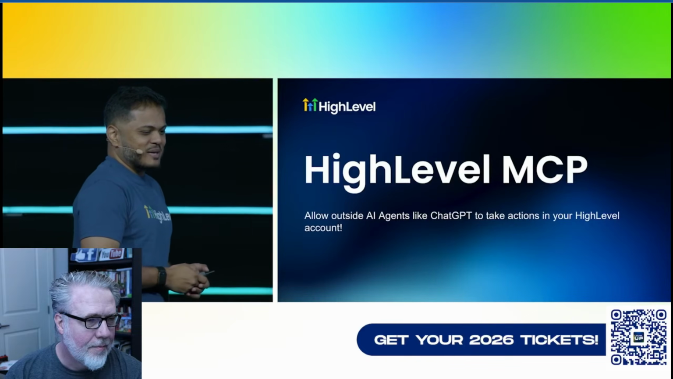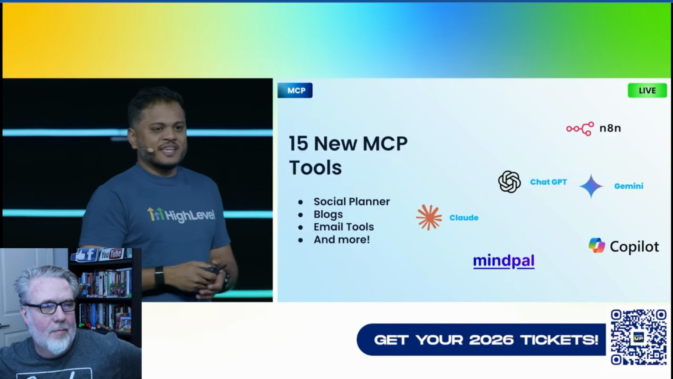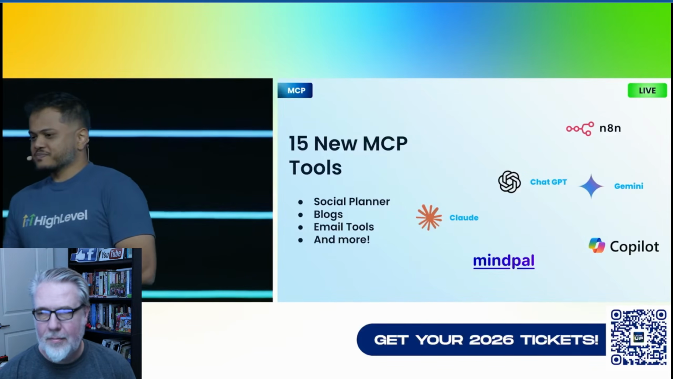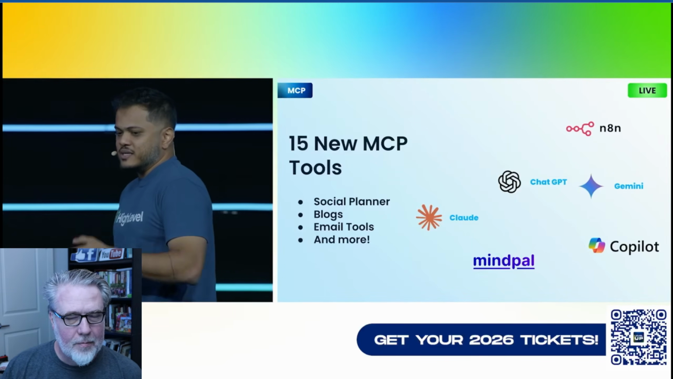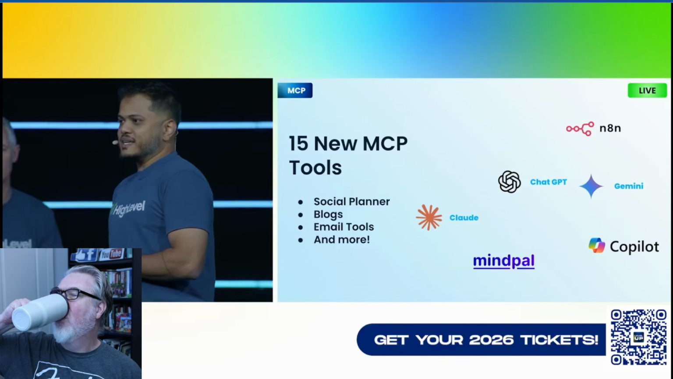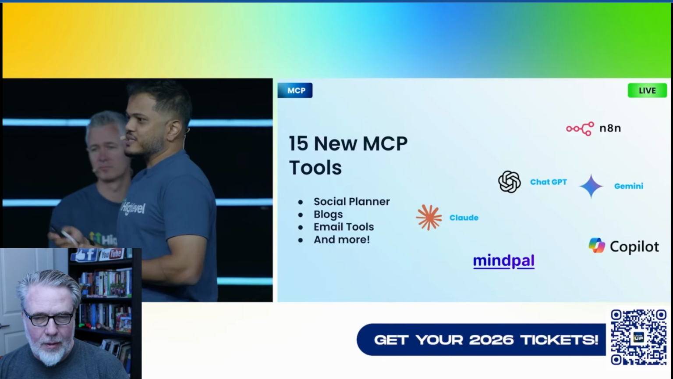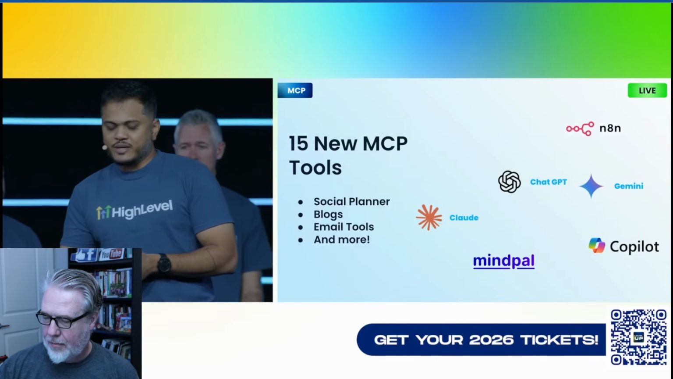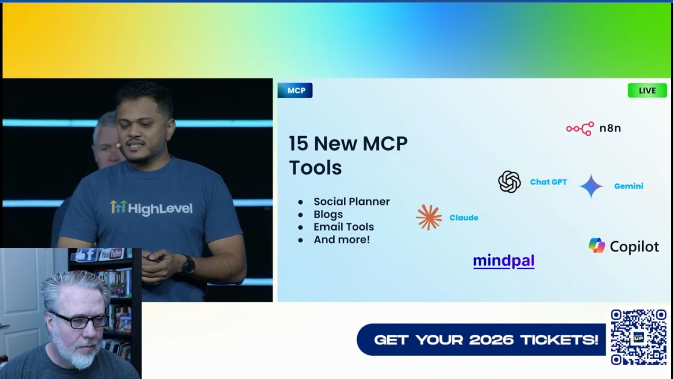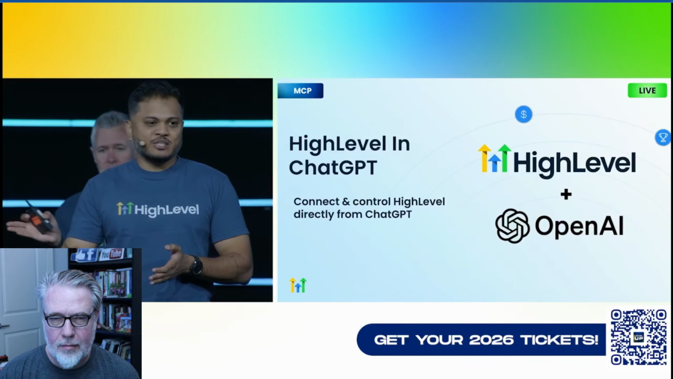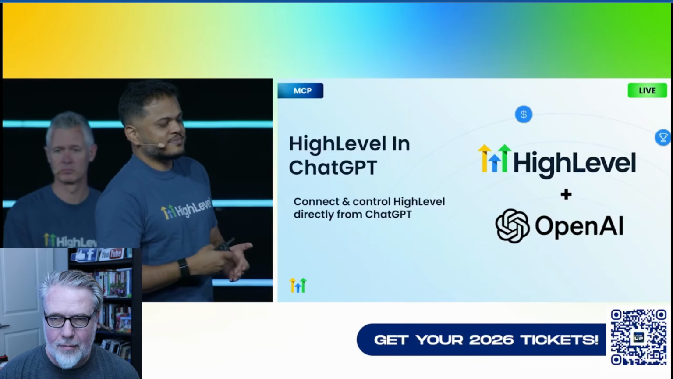So with the HighLevel MCP, it was already out, but we've added 15 new tools now. So again, keeping with the theme of the Agent Builder, the tools are around the social planner, blogs, emails, making sure that all of the content that you create with the Agent Builder can actually make its way out. And one other big release that we have is HighLevel is now available in ChatGPT through a connector.